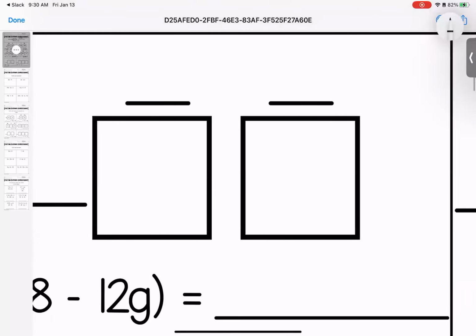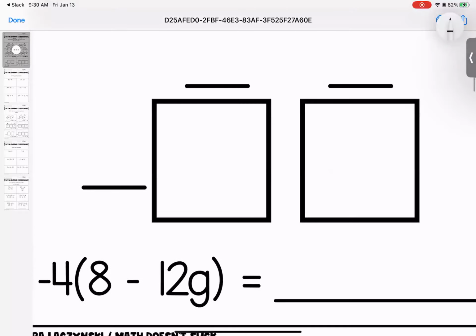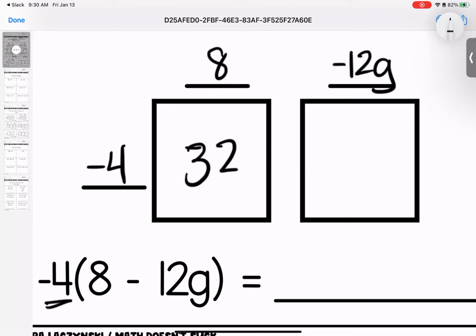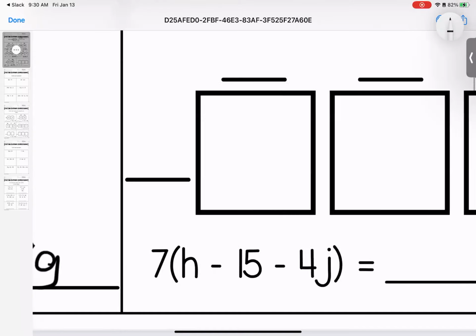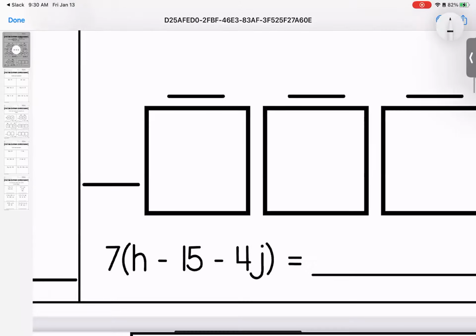Moving right along. This time I gave you the boxes, but I did not give you the values. So take your negative 4, it goes out front. Our 8 and our negative 12G pop up. 8 times 4 is 32. It's negative. 12 times 4 is 48. Bring your G. It's positive because the signs are the same. So for this one, we have negative, oh, my negative kind of got eaten by the 3. Negative 32 plus 48G.